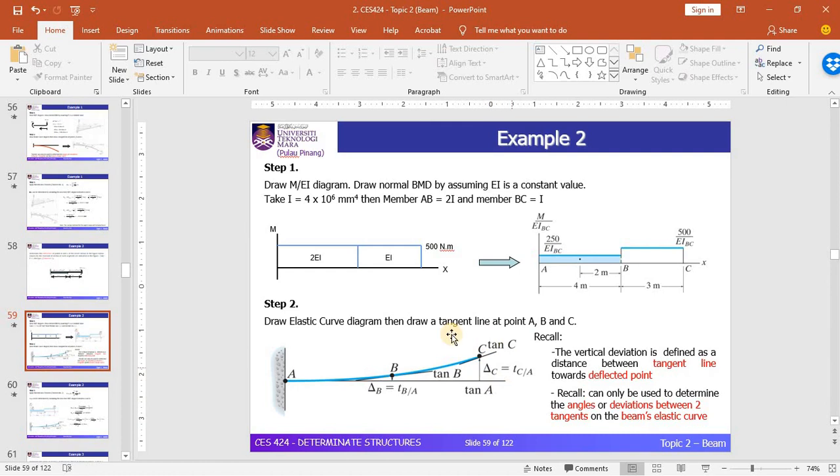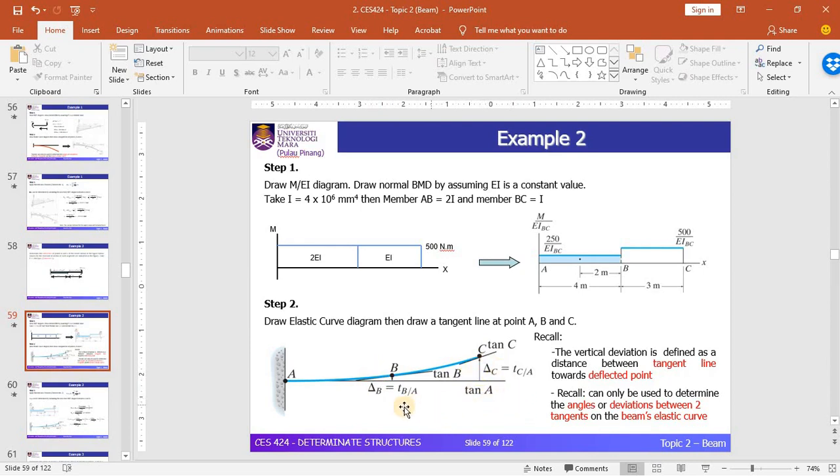From the elastic curve diagram, how do we indicate the TBA and the TCA? Basically, this is the original, undeformed shape of the beam. The blue curve indicates the deformation shape of the beam. From this point to point B, this length, and for C from this point to this point C, is the deflection of point B, and this is the deflection for point C.